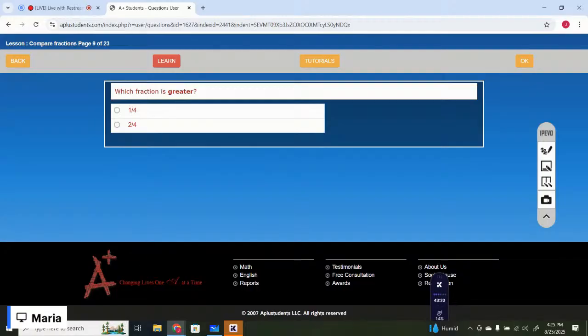Which fraction is greater? 1 by 4, 2 by 4. That is 2 by 4. Option number 2 is the correct option.